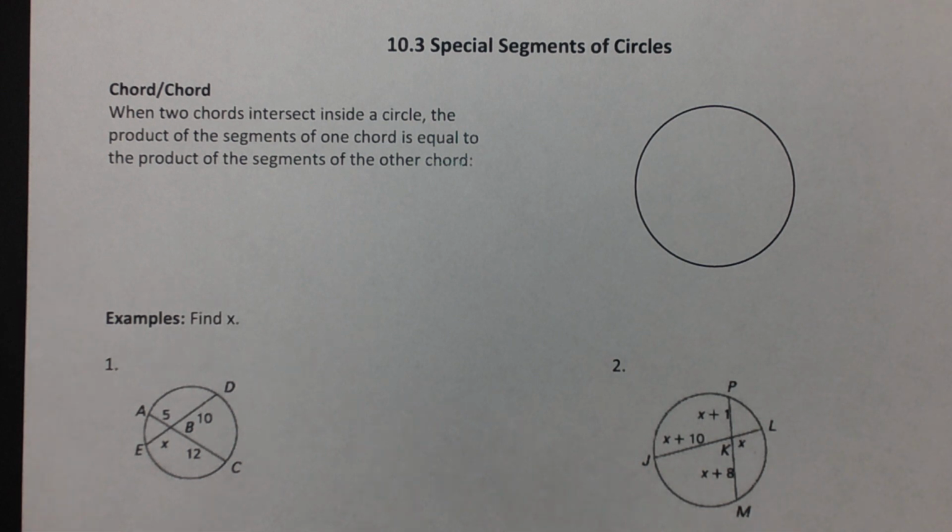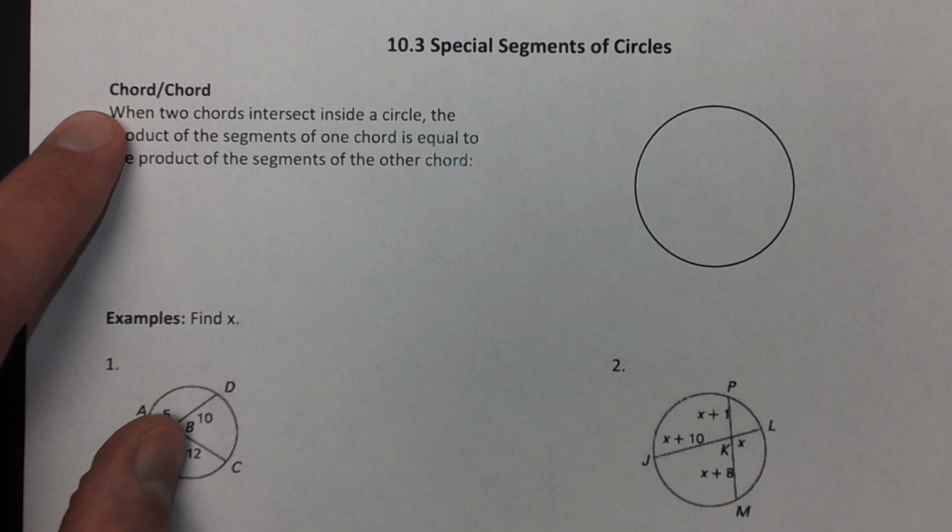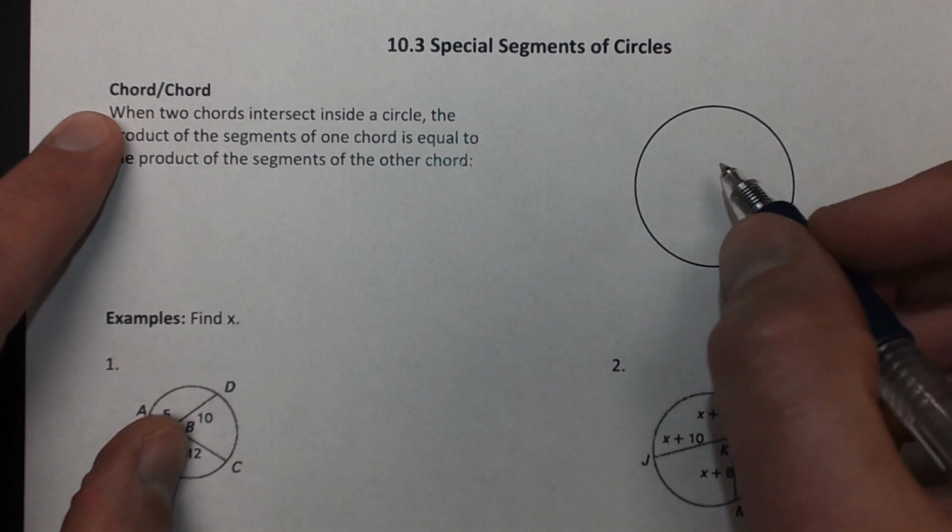Hello, today I'm going to talk to you about Notes 10.3, or 10-3, and this has to deal with special segments of circles. There are a few different things we're going to go over, and the first of those is when you have two chords intersecting inside of a circle. So I'm going to draw a couple of chords.